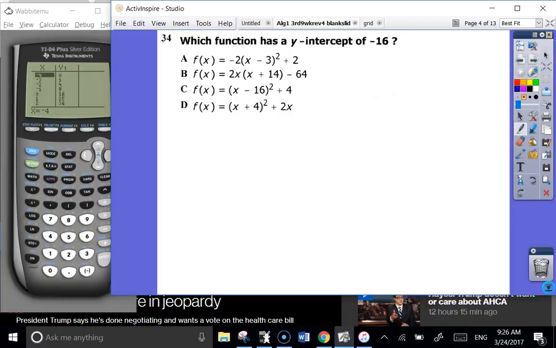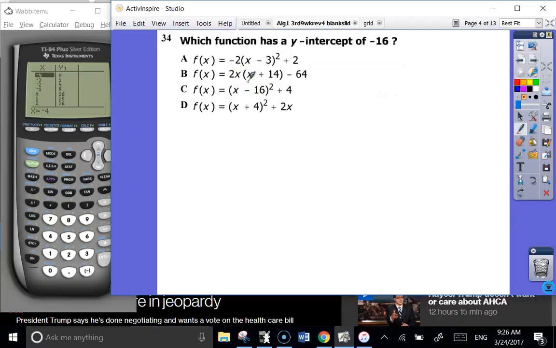Okay, which one of those has a y-intercept of -6? How do you find a y-intercept of a function? You substitute x equals 0, because in the y-intercept, the x is 0. So you could put in a 0 for x and then calculate, or put it in the calculator, right?